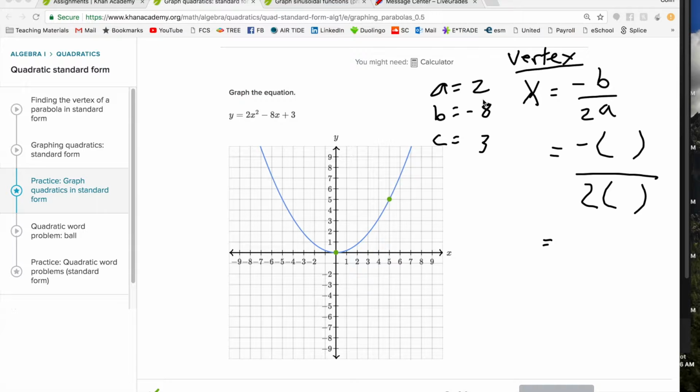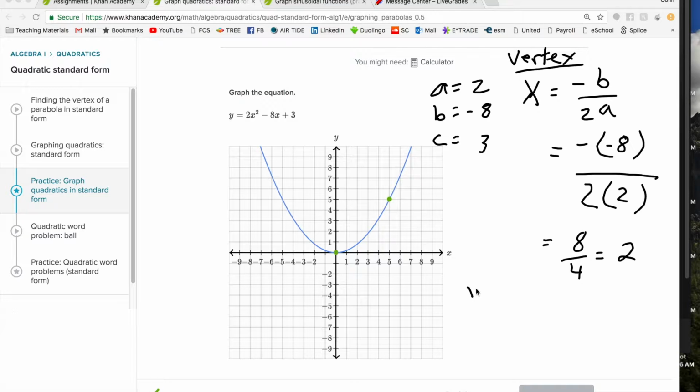Be careful, again, we've got this -b, which that negative needs to go inside those parentheses. It's not always going to be like that. Sometimes it'll be positive. So just keep an eye out for that. Our a value is 2, so if you got 2 in for that, you were right. So we've got +8 over 2 times 2, which is 4. So we've got +8 over 4, so our x value is 2. I think that's what it was last time, but it's not always going to be like that.